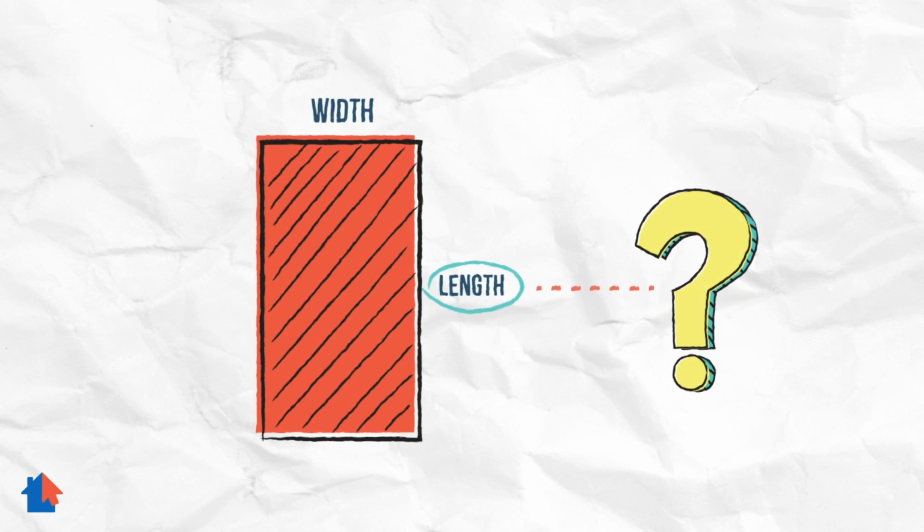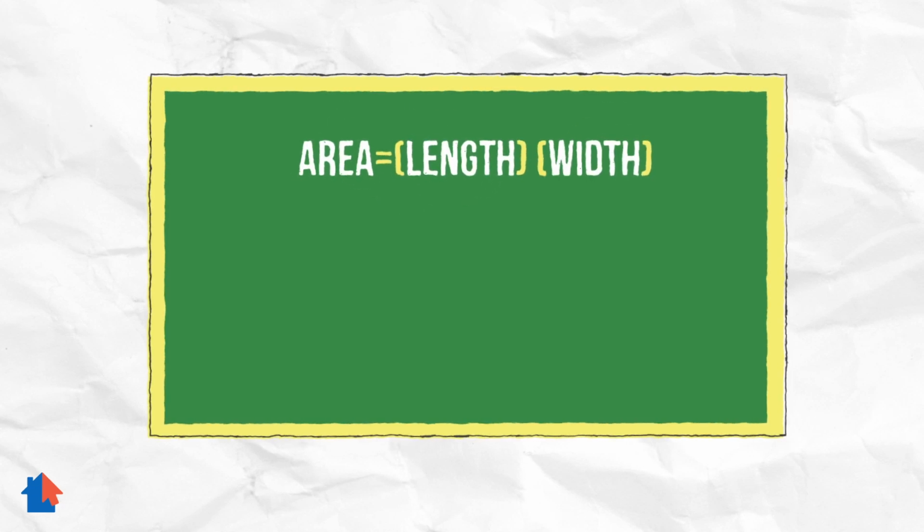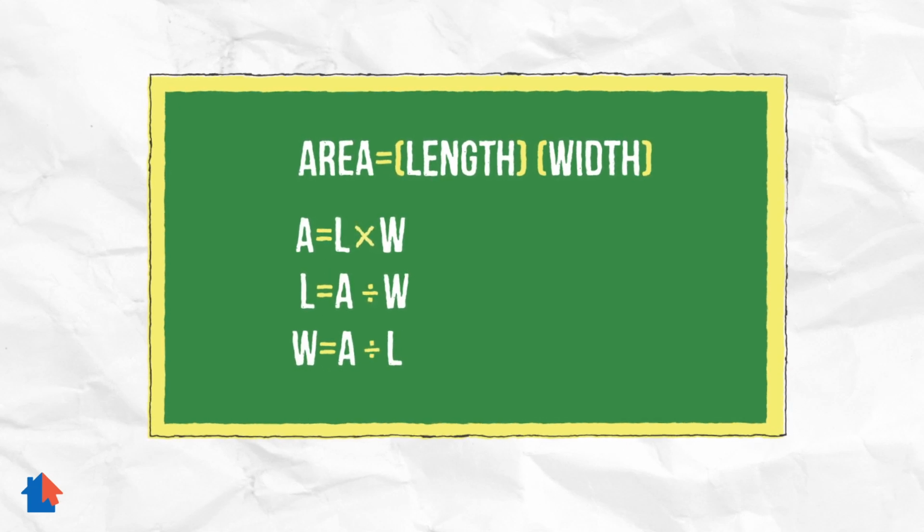But what if you already know the whole area and need to find another piece of information, the length? You can use division. Division allows you to separate the whole into pieces. In this case, if you divide the area of the rectangle by its width, you'll end up with the length. Rewriting the formula helps. Look at the graphic. It shows you all the different ways one formula can be rewritten and repurposed. It's like having 3 formulas in one.